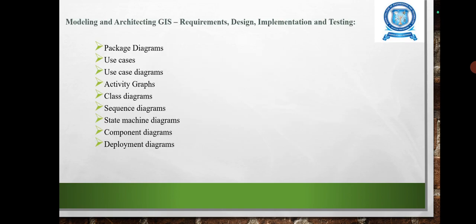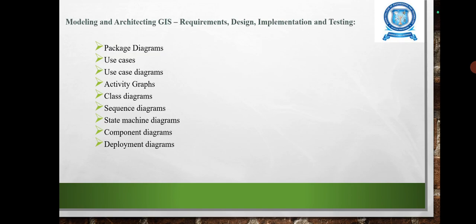Modeling and architecting a green information system requires design, implementation and testing. Here it lists out some UML diagrams. First one is the package diagram. Using this package diagram, you are able to create and model subsystems. It can also be used to create increments and sprints in an agile development approach.